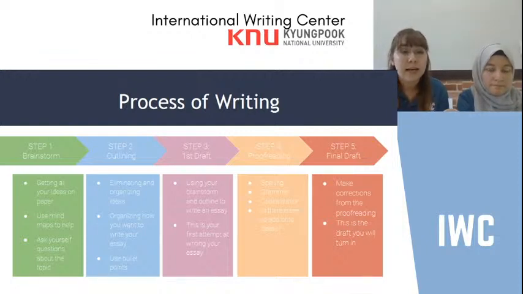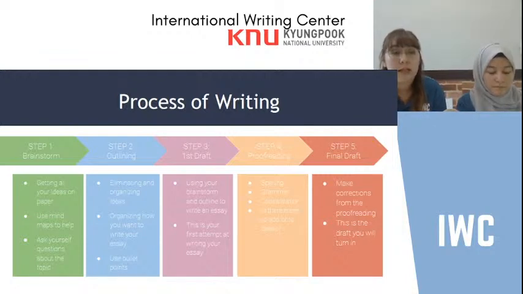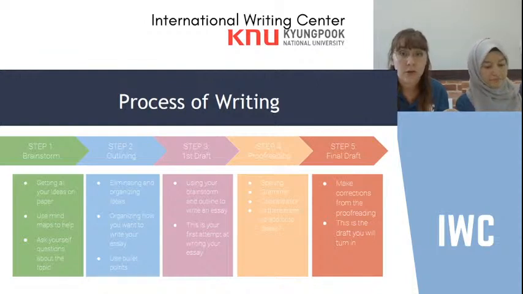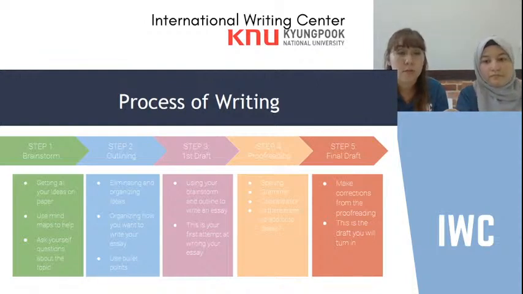And then the second step is outlining. Outlining is when you're eliminating and organizing your ideas from the brainstorm. You're taking these ideas from the brainstorm and picking out which ones you want to talk about in your essay, which ones are credible or important that your readers should know about. A way to do this is by using bullet points. So when you're organizing and outlining your essay, you can use bullet points to help you with this.